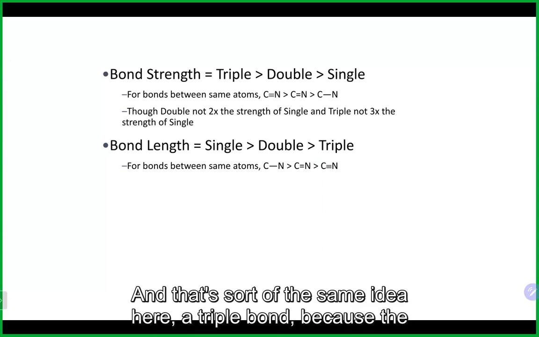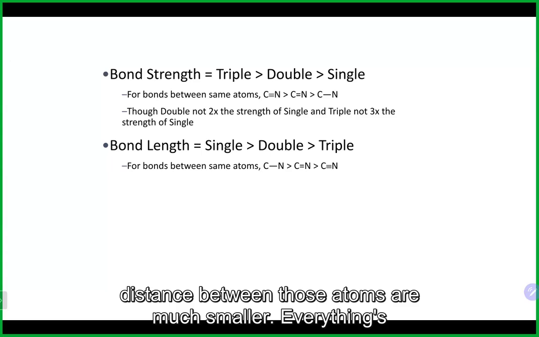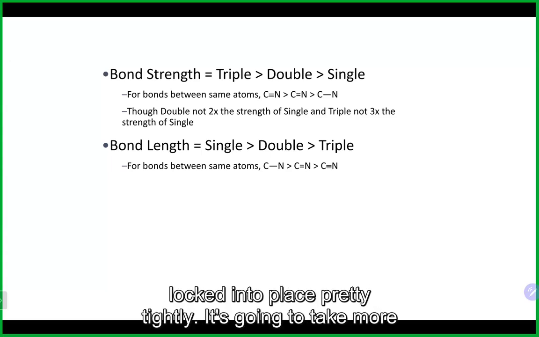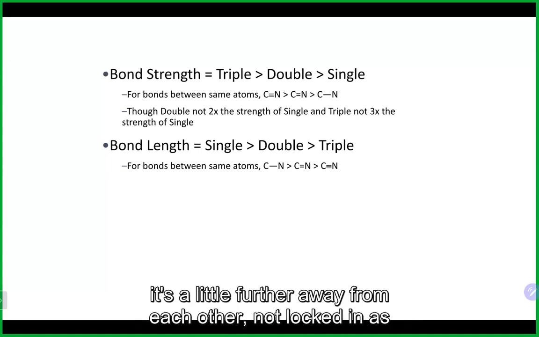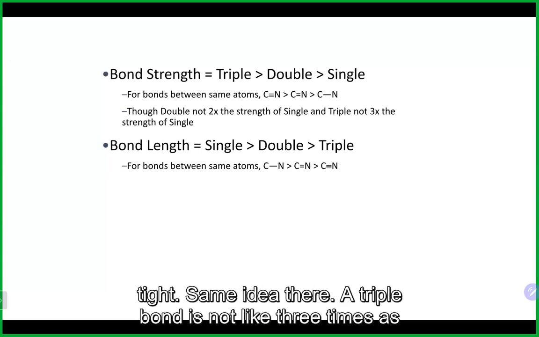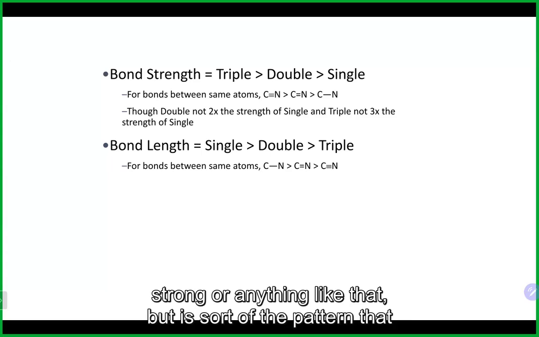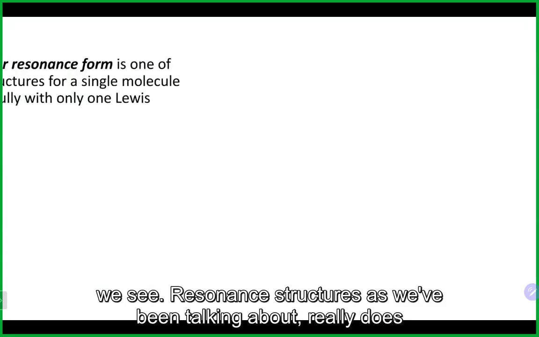A triple bond, because the distance between those atoms is much smaller, everything's locked into place pretty tightly. It's going to take more energy to break that than if you have a single bond, where it's a little further away from each other, not locked in as tight. Same idea there. A triple bond is not 3 times as strong or anything like that, but it is the pattern that we see.